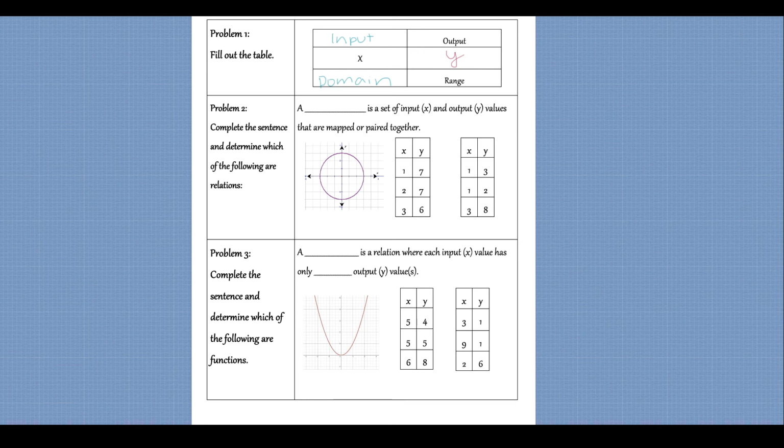So the next problem is complete the sentence and determine which of the following are relations. And so let's check. A blank is a set of input and output values that are mapped or paired together. And so let's fill it in as a relation. A relation is a set of input and output values that are mapped or paired together. And so it wants us to determine which of the following are relations but not functions. Let me add that here, not functions.